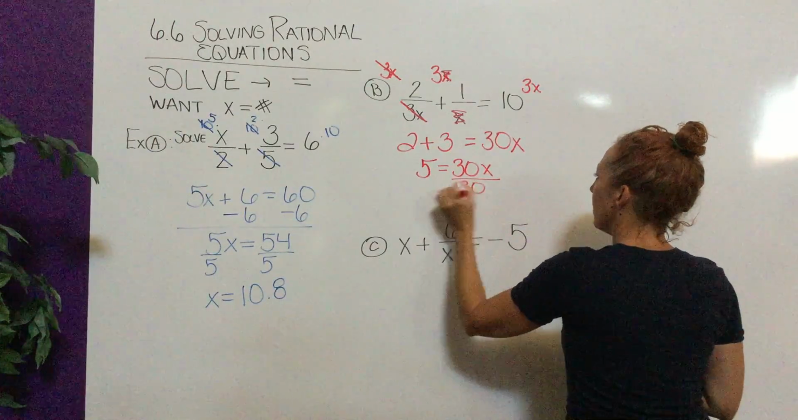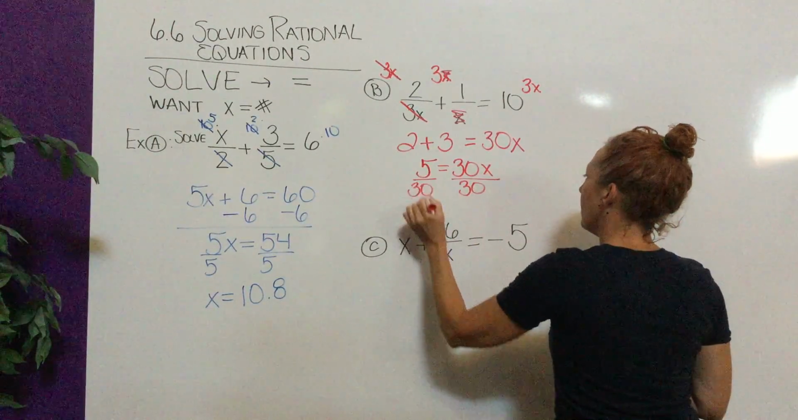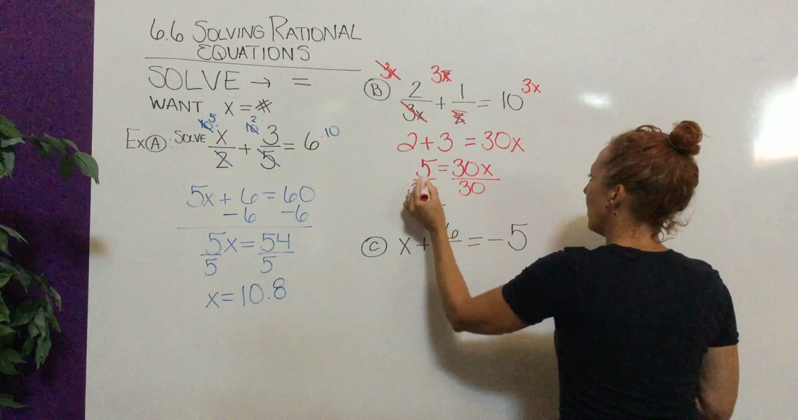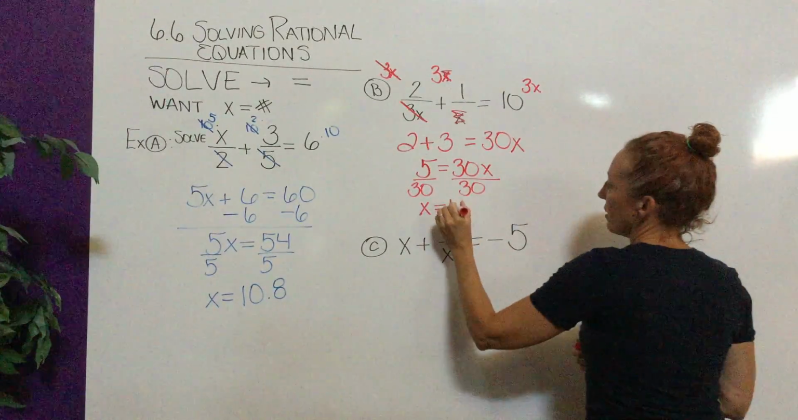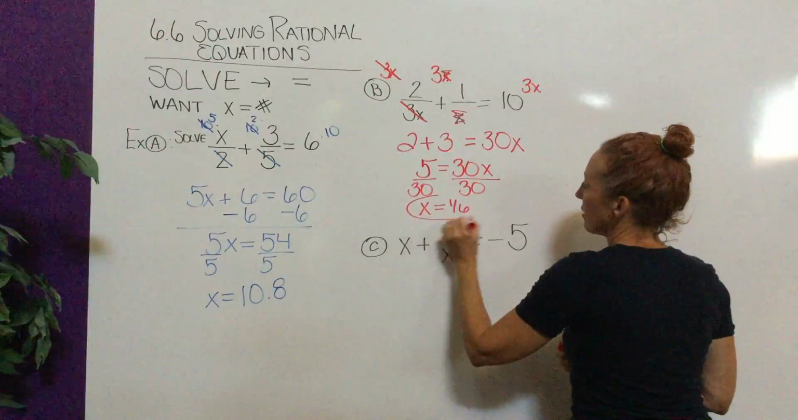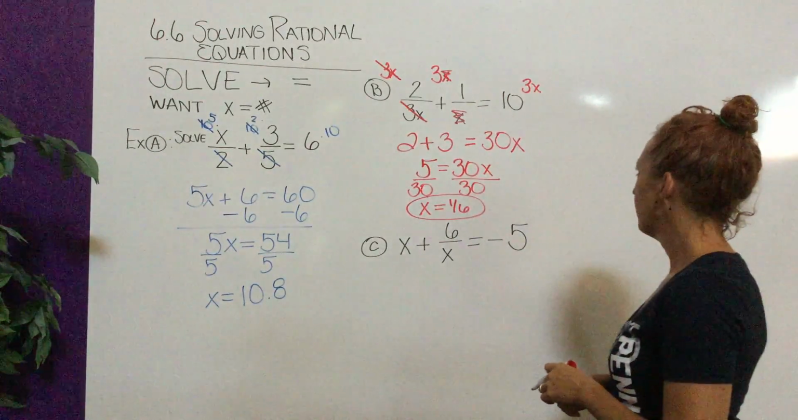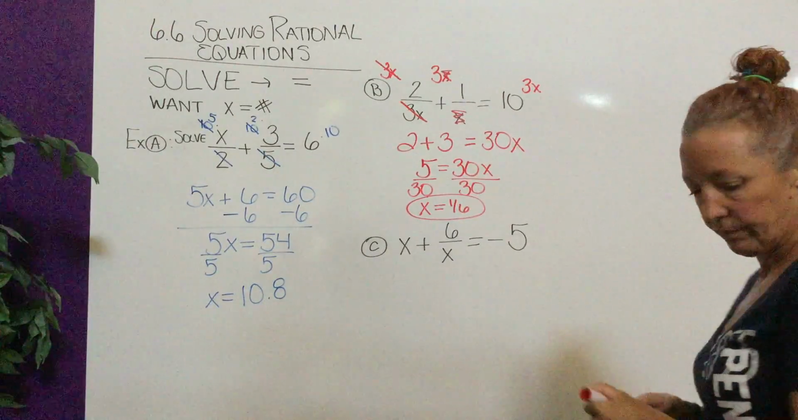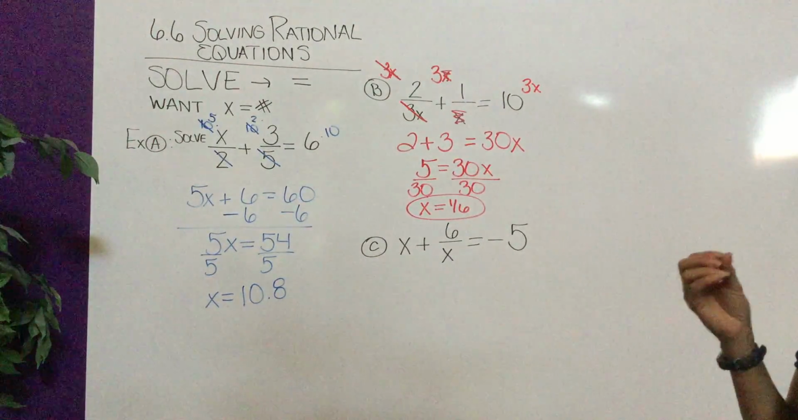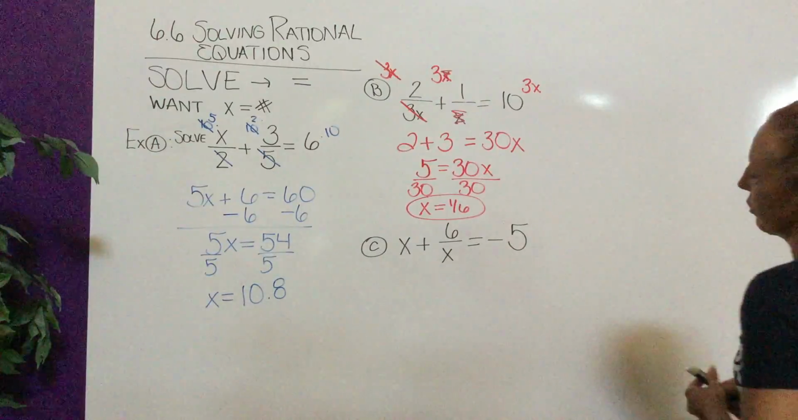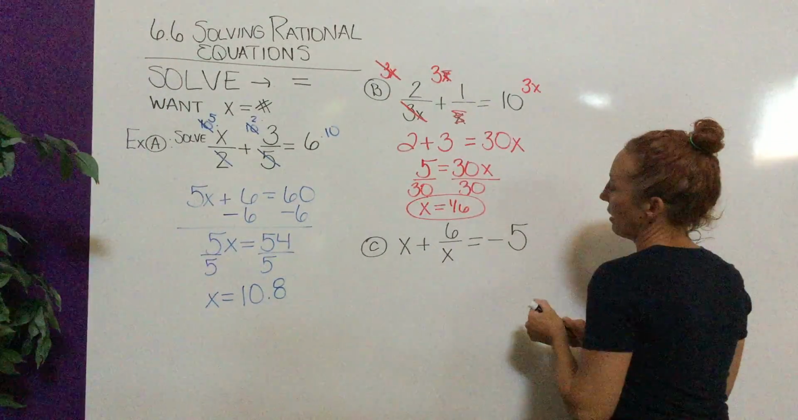Divide by 30, divide by 30. So x is going to be 5 over 30, which does reduce down to 1/6, or you can write that as a decimal if you choose. Let's do it again. The main idea is that you're multiplying through by the common denominator.